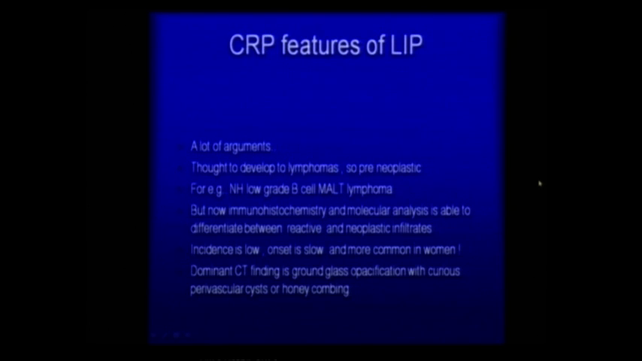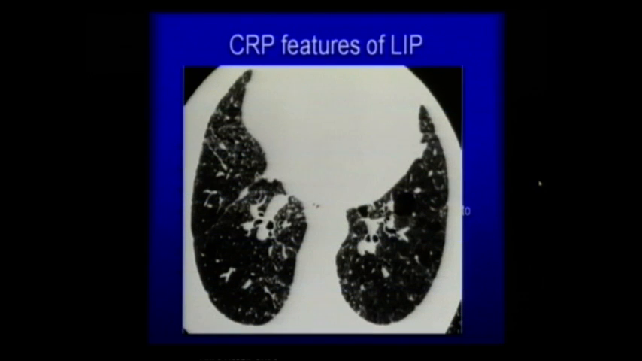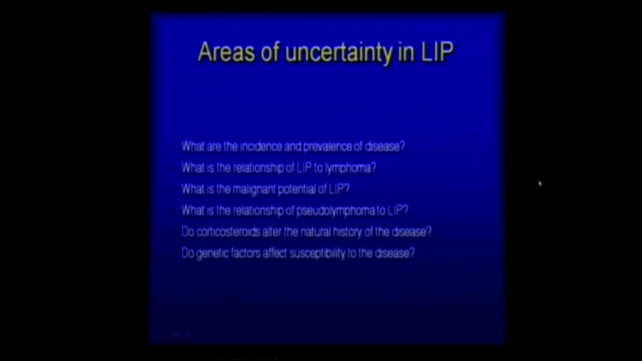These were thought to develop to lymphomas and were considered pre-neoplastic, but no more now. It is not part of a lymphomatous process, but immunohistochemistry and molecular analysis is able to differentiate between the neoplastic and reactive varieties. Incidence is quite low, onset is slow, and it is more common in women. The dominant CT finding is ground glass opacification with curious perivascular cysts or honeycombing. It is not very common. There are areas of uncertainty in LIP also.